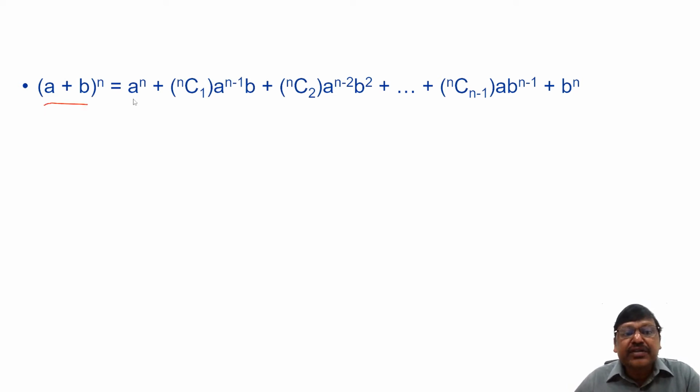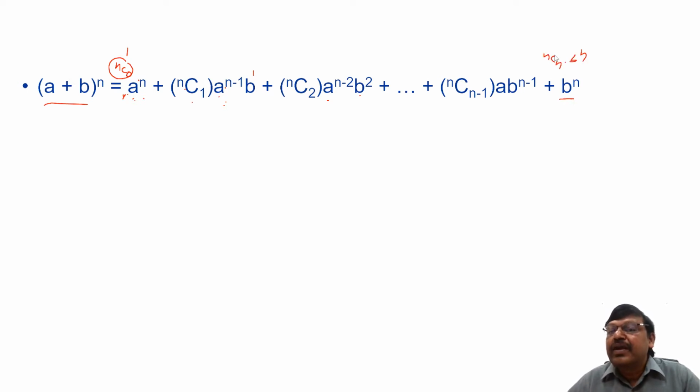This can be expanded like this: a power n plus nC1 into a power n minus 1 into b power 1, nC2 into a power n minus 2 into b square, and so on. Last one will be b power n. Actually, it is nCn into b power n. nCn will be 1, like nC0 is 1, nC1, nCn also 1. That's why we write b power n. Actually, the first term is nC0 into a power n, and nC0 is 1, that's why we ignore it.